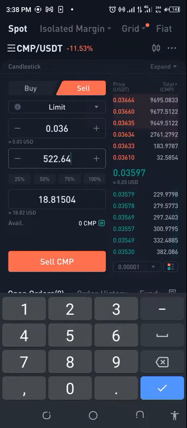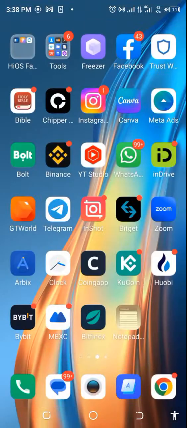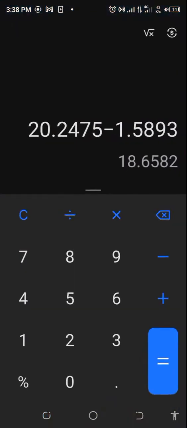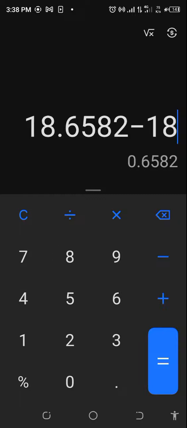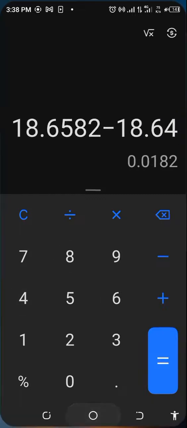522.64. Well, we should be able to get 18.81. Don't forget that what we're using is, let's be sure, 18.65. There's still supposed to be some profit, right? So if we say that's 18.64, am I right about that?